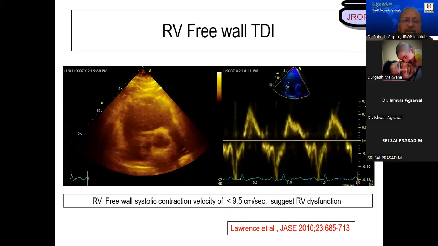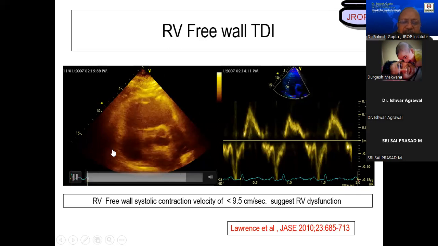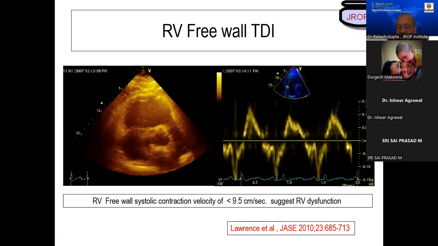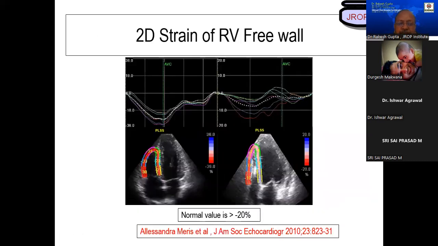Similarly, we can look at RV free wall TDI. We can use the short axis view at aorta, or we can use a focused RV RA view. And what we get is an RV free wall TDI. Anything more than 9.5 is considered as normal. And you have to take it using end expiration, because with inspiration, it will definitely increase.